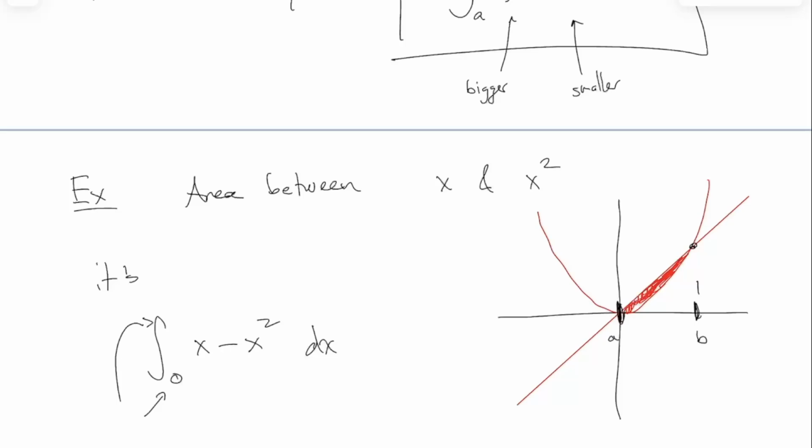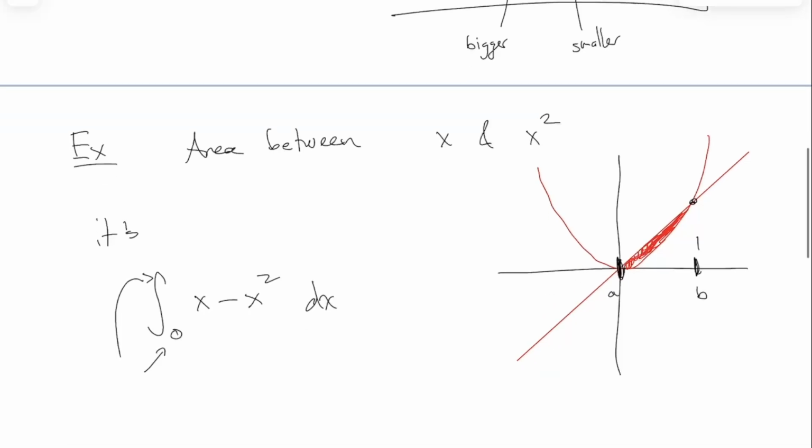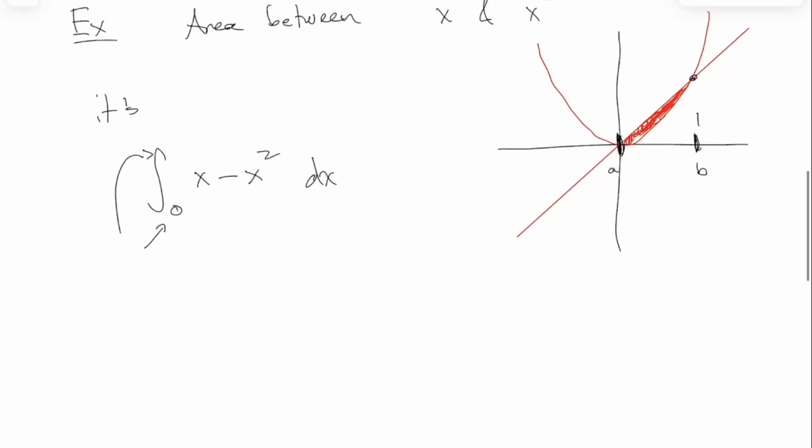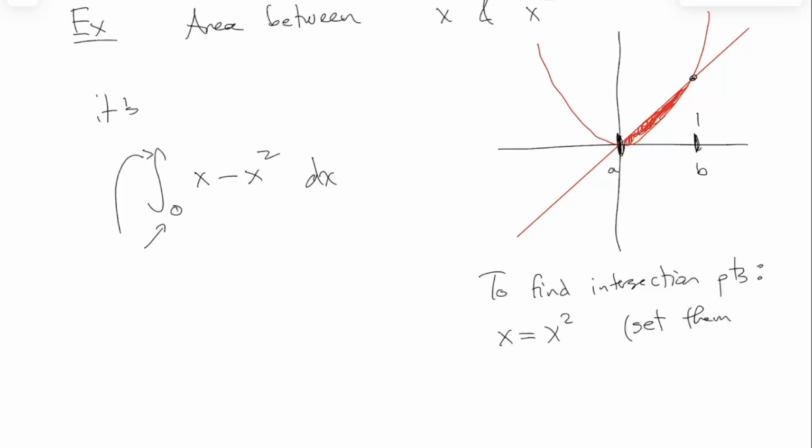Right. If you want to find these two intersection points, you set the equations equal to each other and then solve for x. This one is easy enough to do in your head, but for the sake of future generations doing harder versions of this problem, let me write it out. You go x equals x squared, so you set them equal, and then you solve this for x.